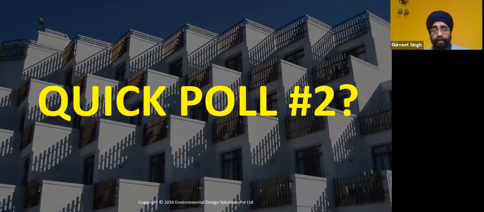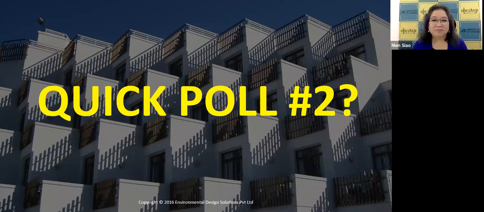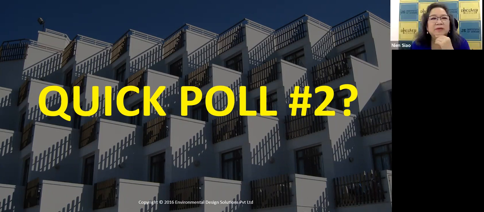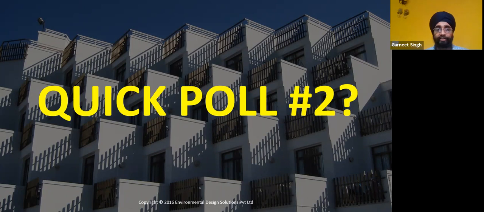So that brings us to poll number 2. So let's have the poll. The poll is: daylighting inside a building, when done in a smart way, brings physiological prosperity to the users, reduces energy cost, or both.